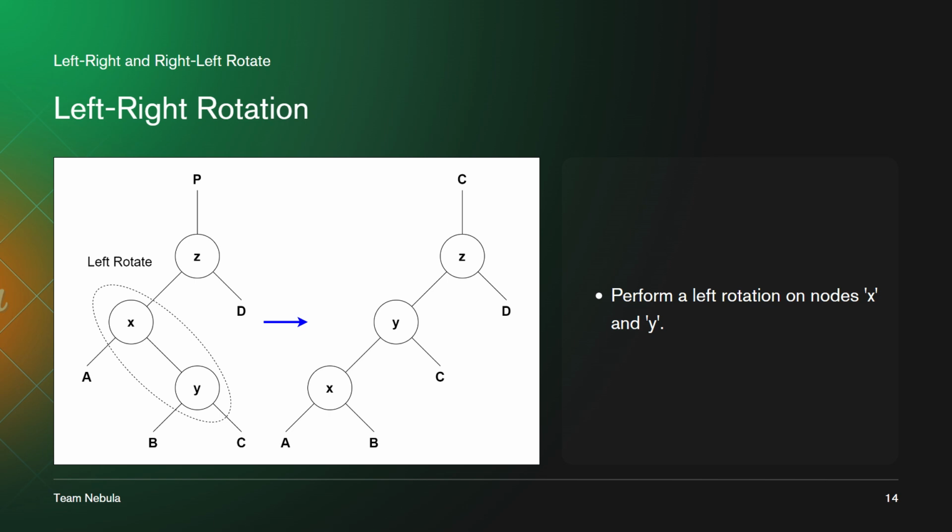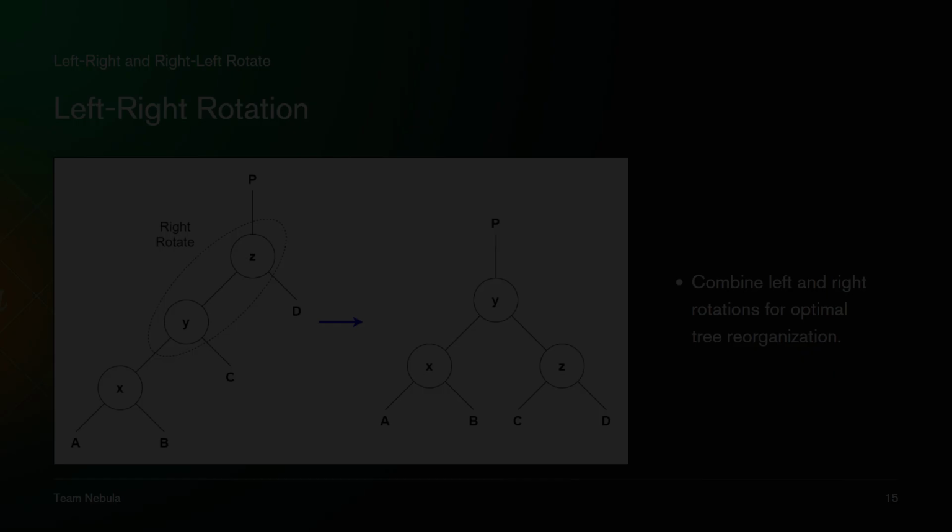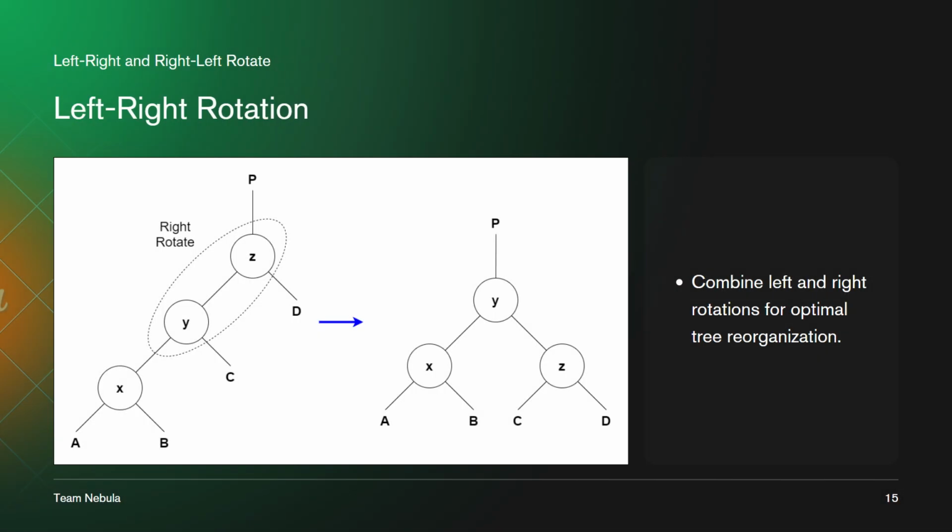Now, let's discuss two more rotation operations in AVL trees: right-left rotation and left-right rotation. These rotations help us balance the tree when it becomes unbalanced. Left-right rotation. First, we perform a left rotation on nodes X and Y. Then, we follow it with a right rotation on nodes Y and Z. This rearranges the nodes and rebalances the entire tree.